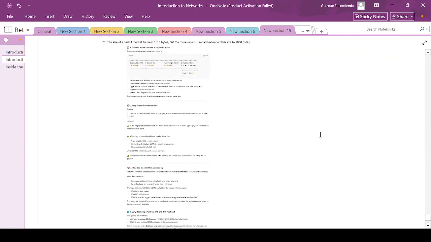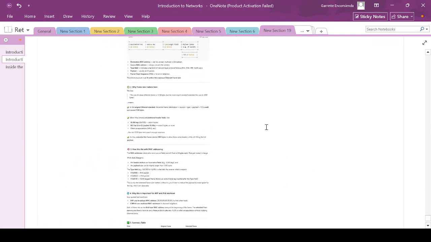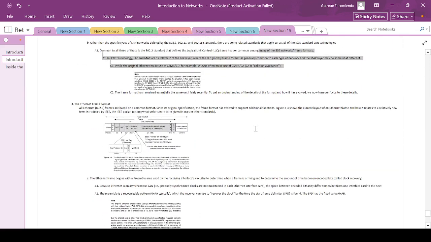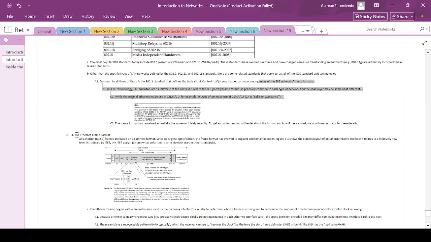I think we'll just have to continue with this. So let's stop here, the Ethernet frame format.